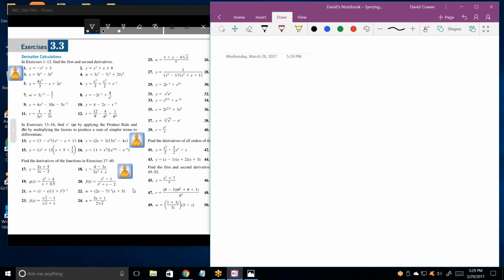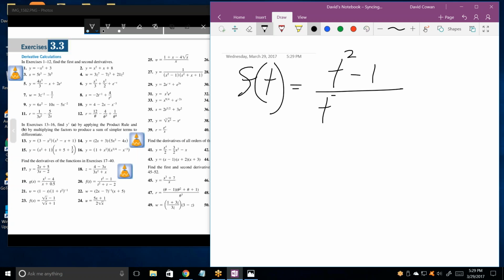All right, 20. 20 is a little different. 20 looks like it's just the quotient rule on steroids, right? I mean, that's what it would end up being. And that's always the case. The quotient rule always produces extremely complicated answers.